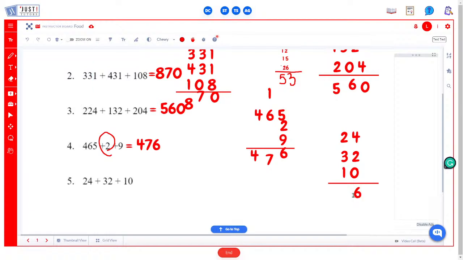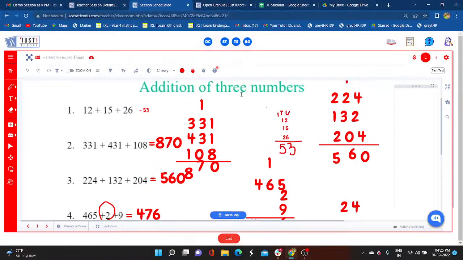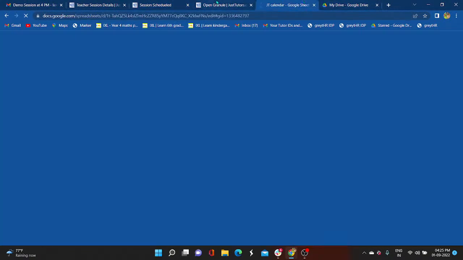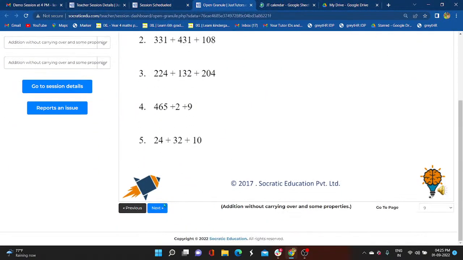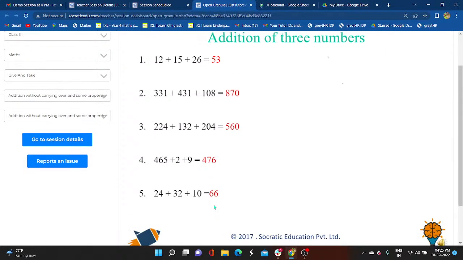So I would write 6 here. 2 add 3 is 5, add the 1 is 6. So I am writing another 6 over here, which makes our answer equal to 66, right? Okay, so we are done with all the 4 questions over here, and we can even check these are the answers that we got for our questions, right?